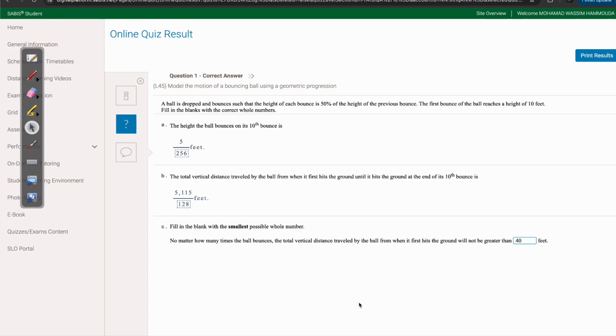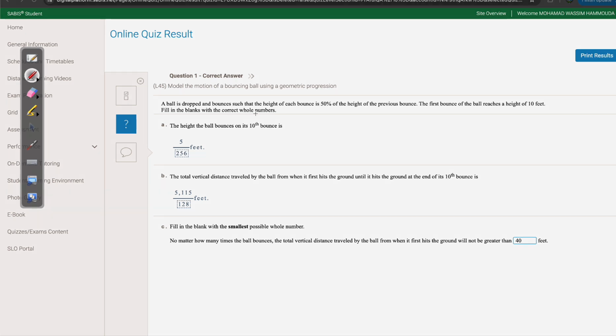Today I'll be recording the Term 2 Week 5 Math CA quiz. A ball is dropped and bounces such that the height of each bounce is 50% the height of the previous bounce. The first bounce of the ball reaches a height of 10 feet. Fill in the blanks of the correct number.